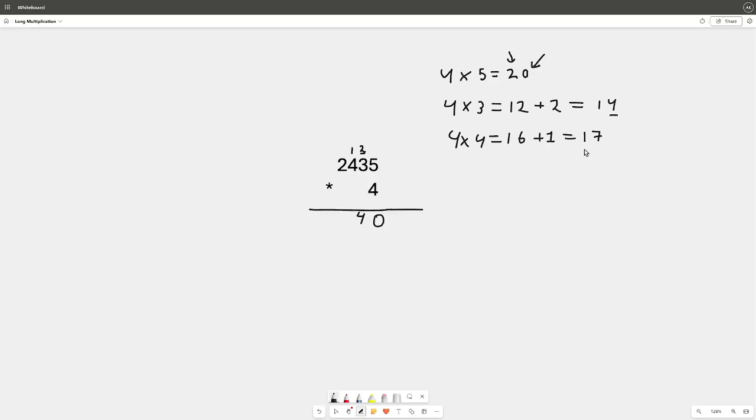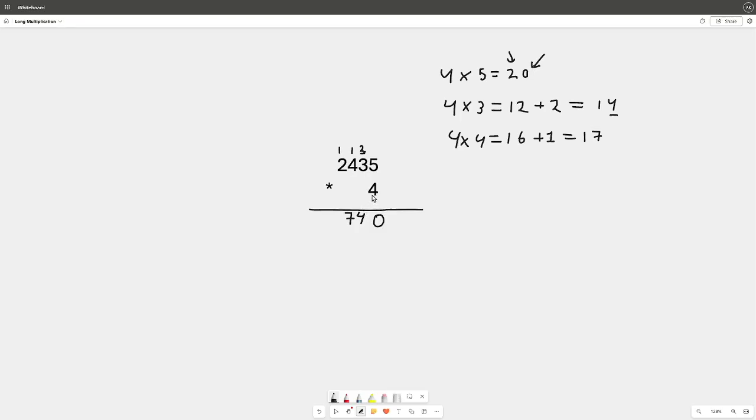Again, which number do we put under the 4? Which digit, the first or the second? If you said the second digit, you are correct. We put the second digit, the 7, under the 4, and we carry over the 1 on top of the 2. Last part of the question.